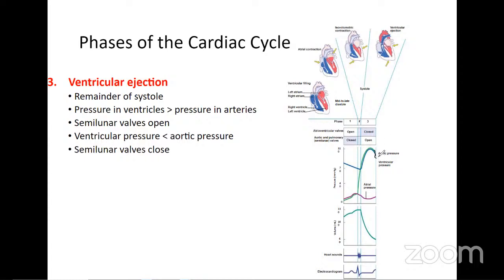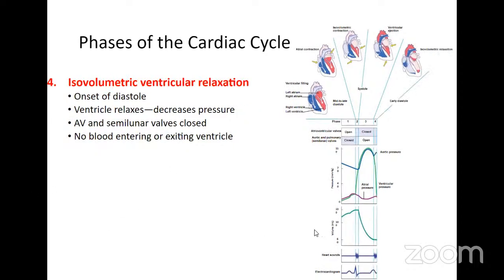When that happens, we're going to move into our next phase as those semilunar valves close. Semilunar valves are going to prevent blood from coming back from the aorta to the ventricles, because we're always going from high pressure to low pressure. We don't want to go from the aorta back to the heart. We don't want to do that, so we have to close those valves.